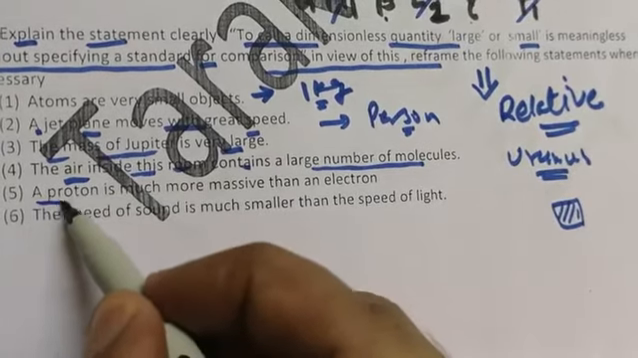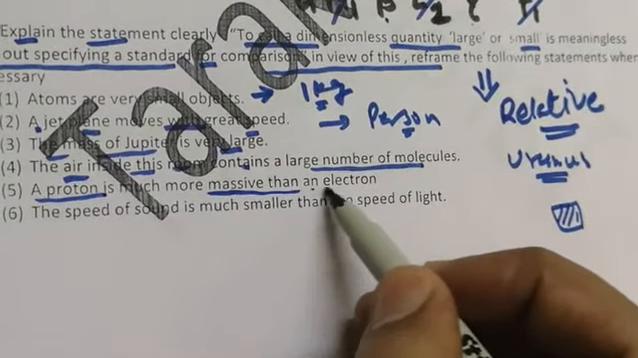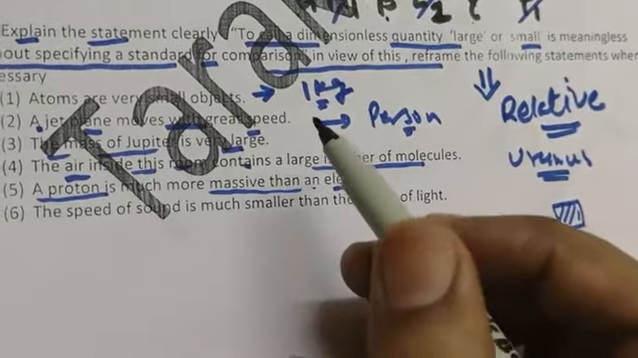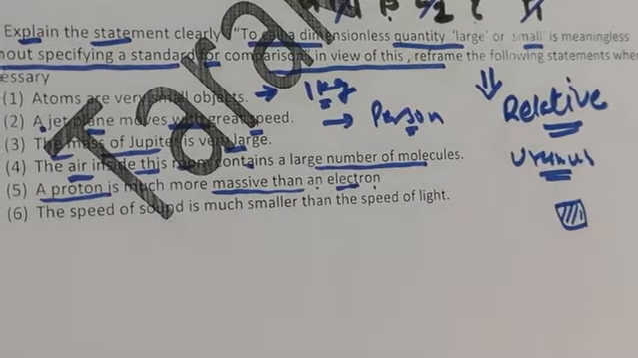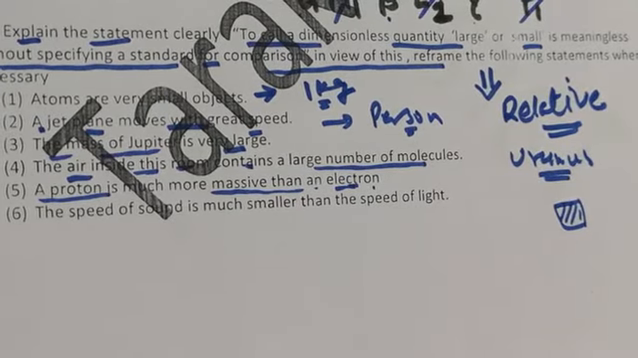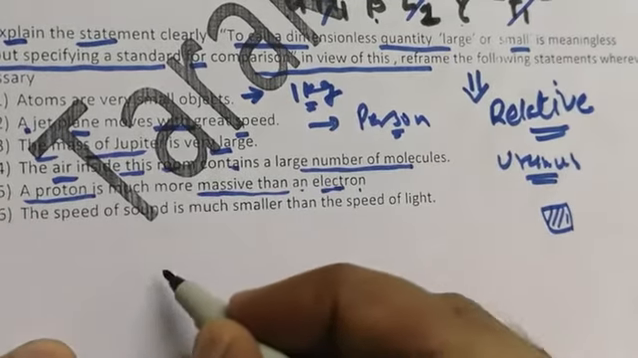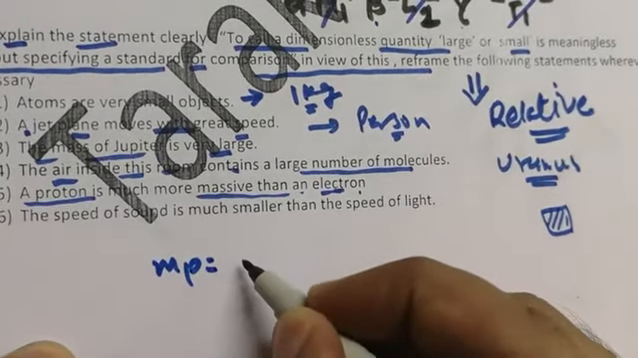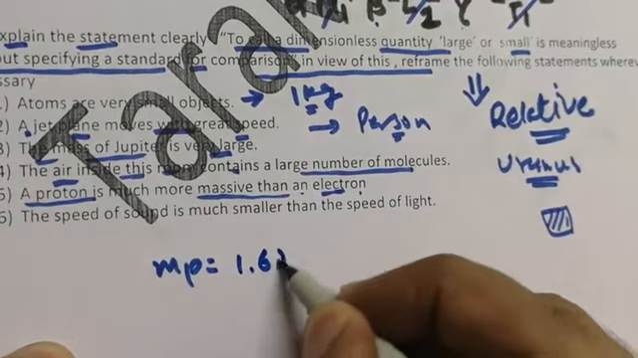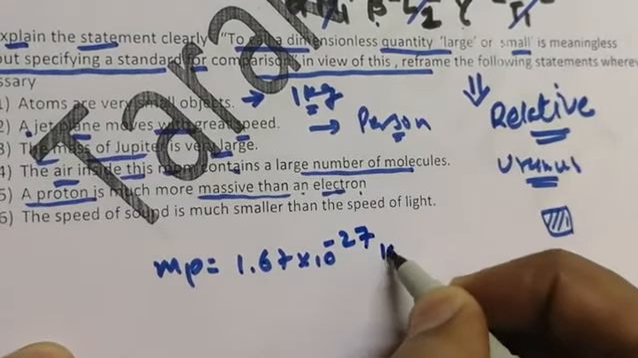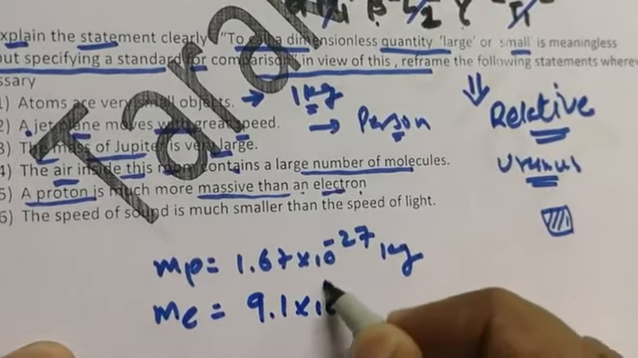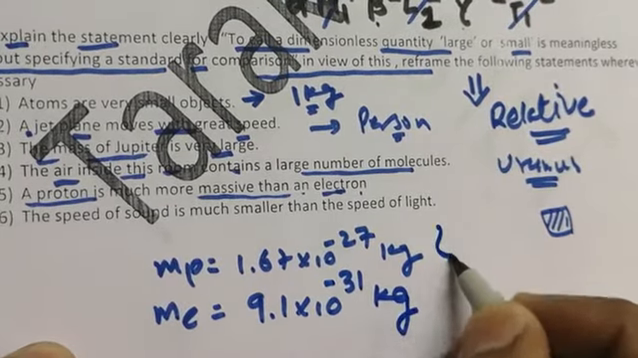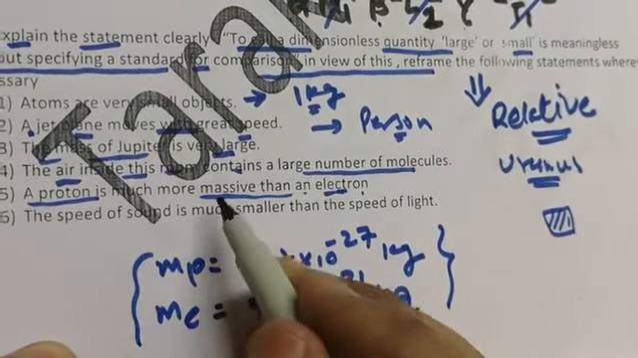Now we have been given that a proton is much more massive compared to the electron. Yes, gradually you will learn its mass. The proton's mass is 1.67 × 10^-27 kilogram, and the mass of an electron is 9.1 × 10^-31 kilogram. This is the comparison they have mentioned.